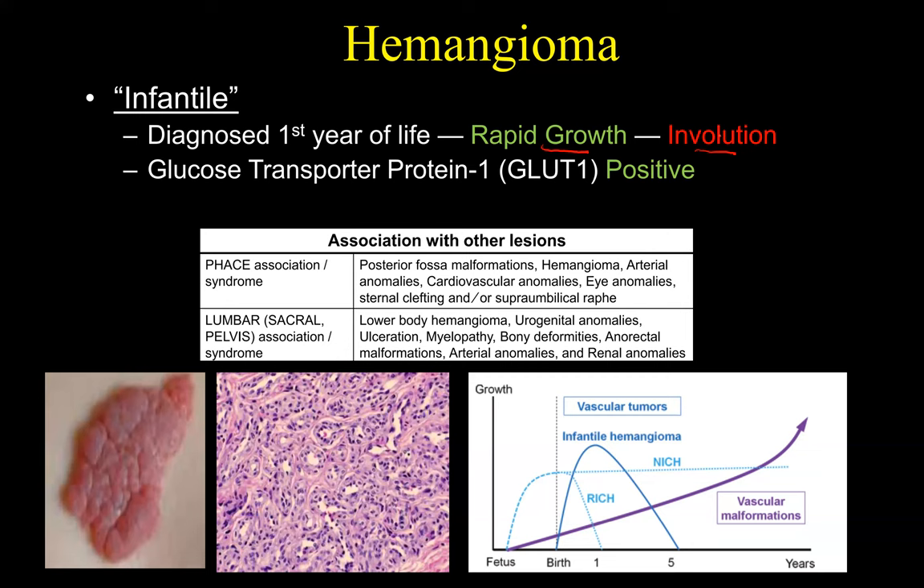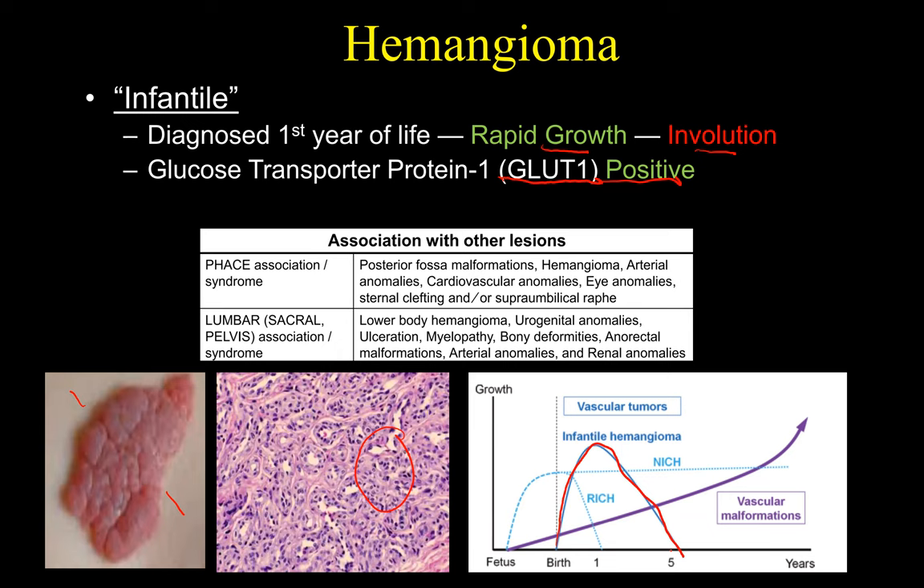Now, they are identified by specific protein markers. So in order to make the diagnosis of an infantile hemangioma, these have to be GLUT1 positive. I think you're all familiar with GLUT1, but they have to be GLUT1 positive. So you can see the hemangiomas that look like this. This is what they look like histologically. And again, they have to be GLUT1 positive. Again, as I mentioned before, they have this rapid growth phase, and then you have this involution phase.